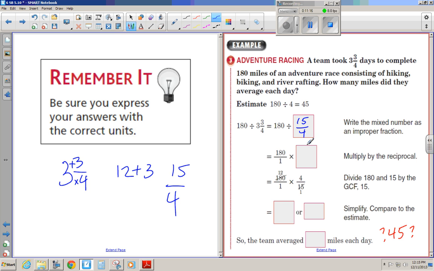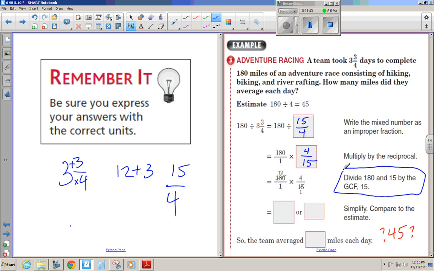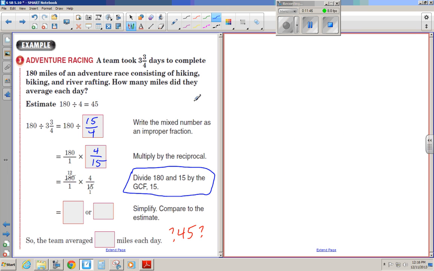Multiply by the reciprocal. That means take the reciprocal, flip it over. 4 over 15. All right, now you have to decide whether to multiply 180 times 4 or see if 15 and 180 can reduce at all. So see, divide 180 and 15 by the greatest common factor, which is 15. Well, I might not know that 15 is the greatest common factor, so I'm going to do 180, and I'm going to divide by 5. And I'm going to see that that becomes a 3 in the denominator.